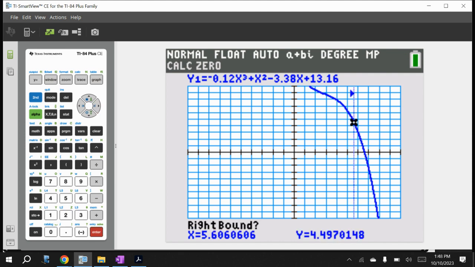And then it asks for a right bound, so I need to move to the right until I'm below the x-axis as I'm traveling along. That's far enough.